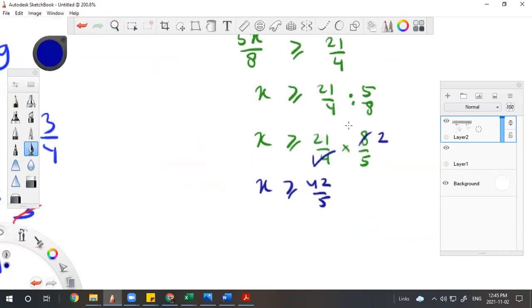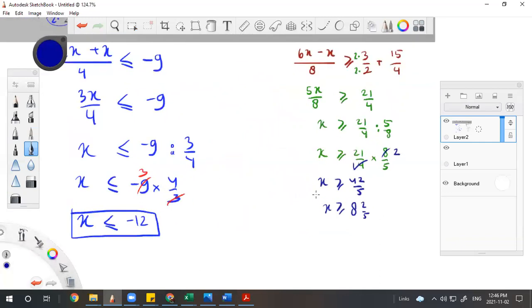Kalau you mau rapi-rapi lagi, 8 2 over 5. Oh, yeah. Okay. So, ini yang ribet nih, harus diganti jadi mixed fraction. That's the answer.